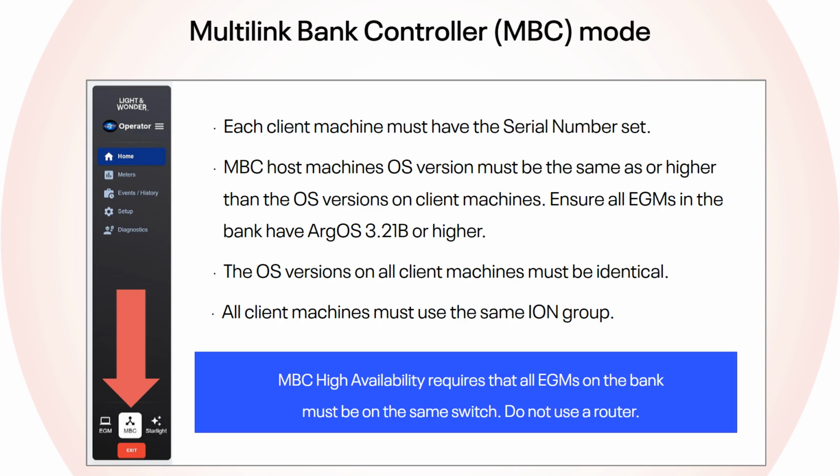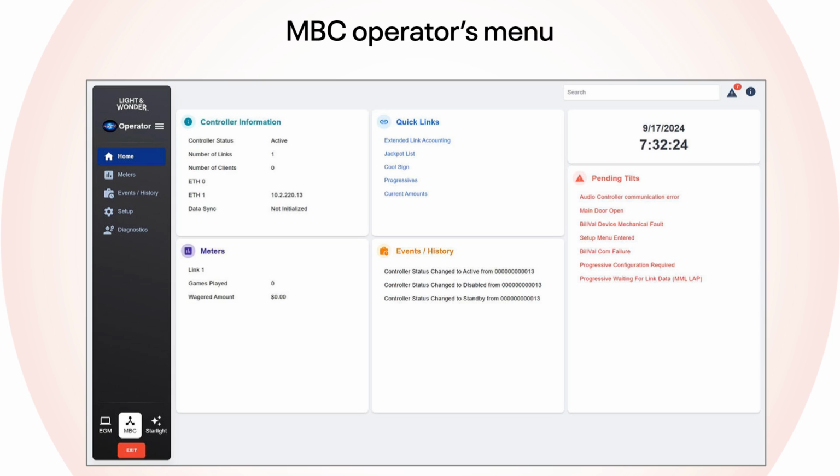MBC high availability requires that all EGMs on the bank must be on the same switch. Do not use a router. The MBC Operators menu has these features. The user can find the controller status, either active or standby, in the controller information. The quick links make regularly used features easy to access. The event history tracks when a progressive was created, for one example.